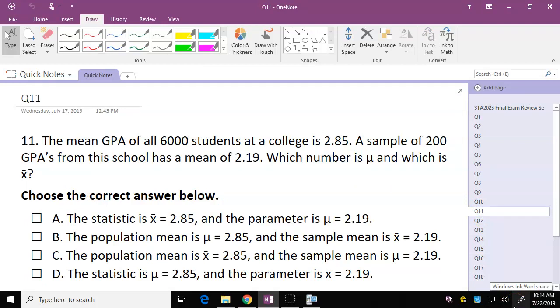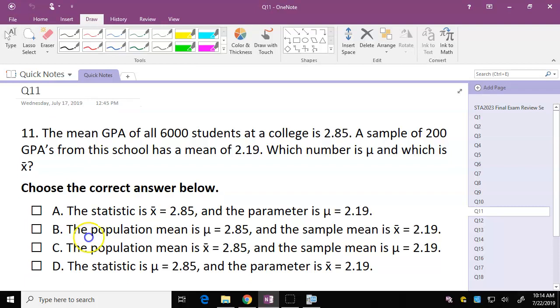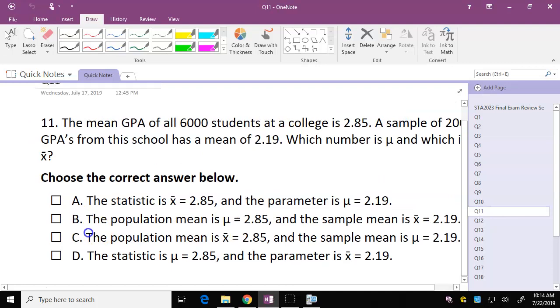All right. Question 11, coming from 9.1 now. Remember in 9.1, this was all about reviewing all those statistical ideas and parameter ideas that we talked about from 7.1 through chapter 8. So it says the mean GPA of all 6,000 students at a college is 2.85. A sample of 200 GPAs from the school has a mean of 2.19, which is mu and which is x bar. So what do you think?